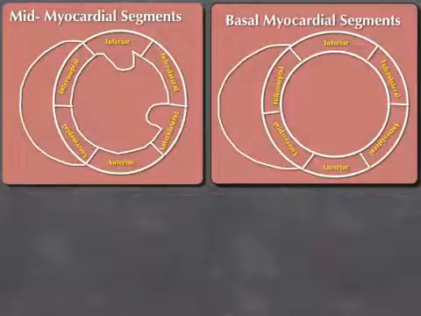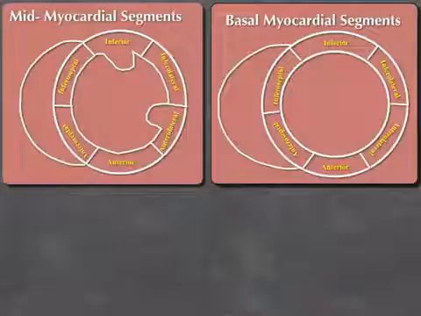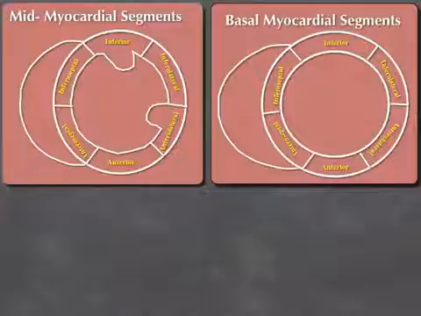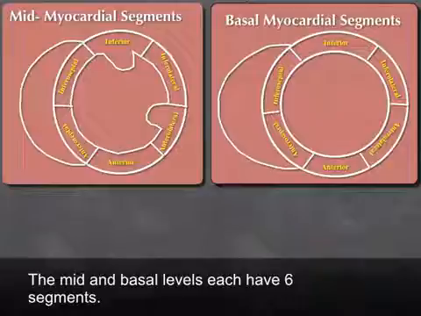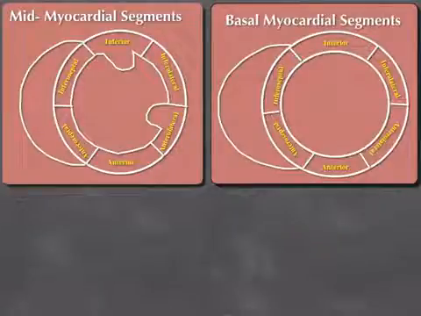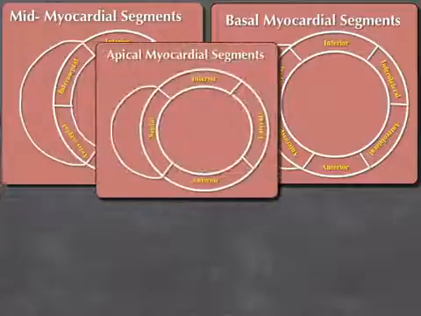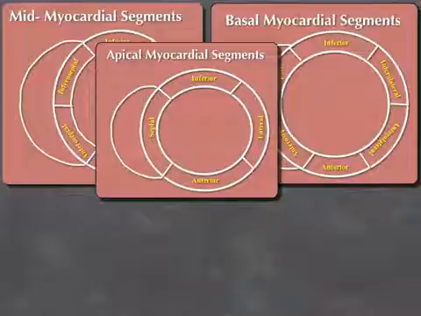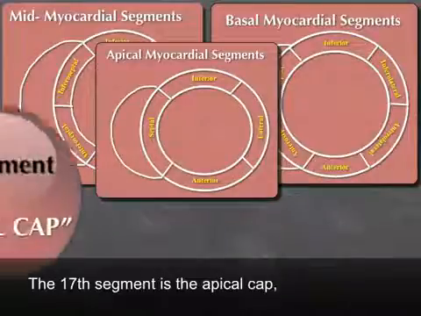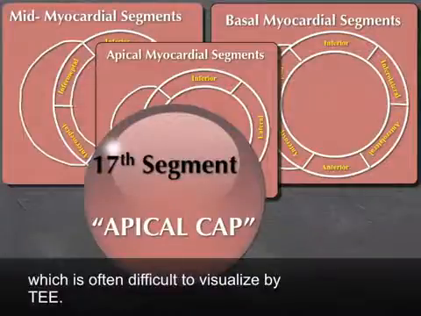In assessment of the left ventricle, the American Society of Echocardiography and Society for Cardiovascular Anesthesia endorse a 17-segment model. The mid and basal levels each have 6 segments: anterior, inferior, septal, lateral, anteroseptal, and inferolateral. The apical level has 4 segments: anterior, inferior, septal, and lateral. The 17th segment is the apical cap, which is often difficult to visualize by TEE.